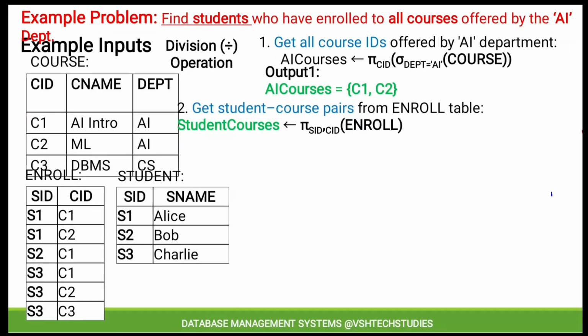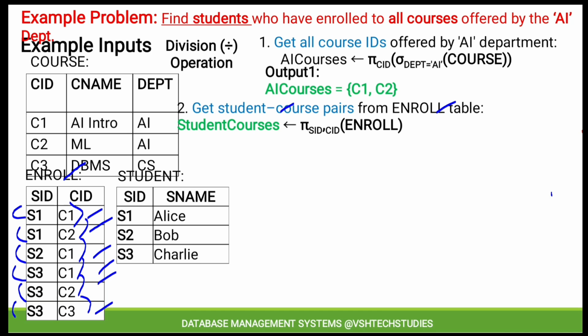In the next step we will get student course pairs from the enroll table. So from the enroll table, student and course pairs means S1 C1 first pair, second one is S1 C2, S2 C1, S3 C1, S3 C2 and S3 C3. This way we get 6 student course pairs.